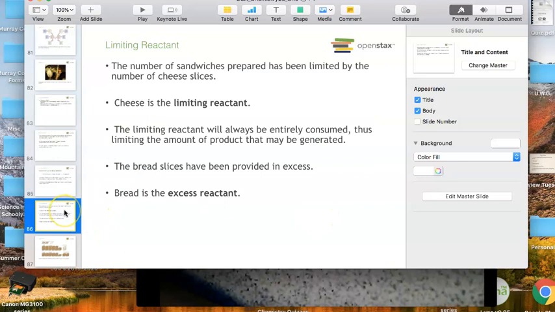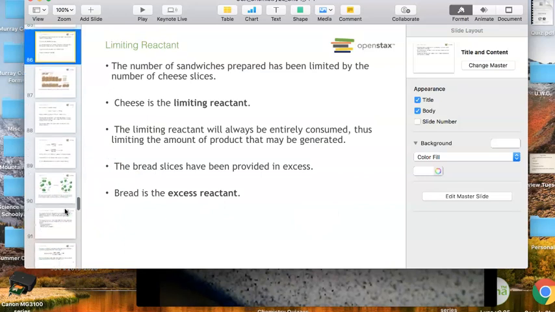Okay, so we need to learn the two concepts here. All right, what is a limiting reactant and what is an excess reactant? So the number of sandwiches prepared has been limited by the number of cheese slices, right? Cheese was a limiting reactant because basically I used all the cheese and I couldn't make any more sandwiches. So the limiting reactant by definition will always be entirely consumed. Thus the amount of product that may be generated is limited because you're basically running out of an ingredient. Okay, in chemistry, you're running out of a reactant.